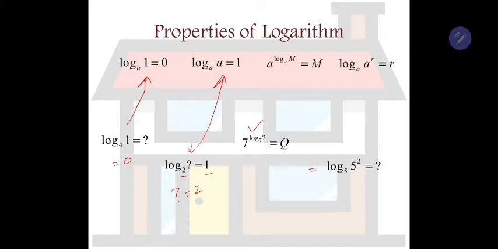The last part here, once again, look at the fourth property. So log base a of a to the power r should be equal to r. The base and the number after the log are the same. Similarly here, 5 and 5. So the answer for this question should be equal to 2.